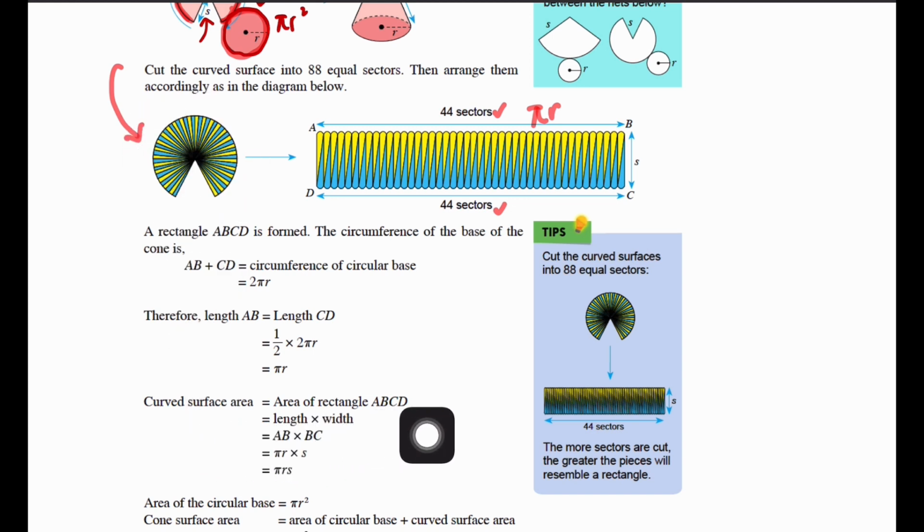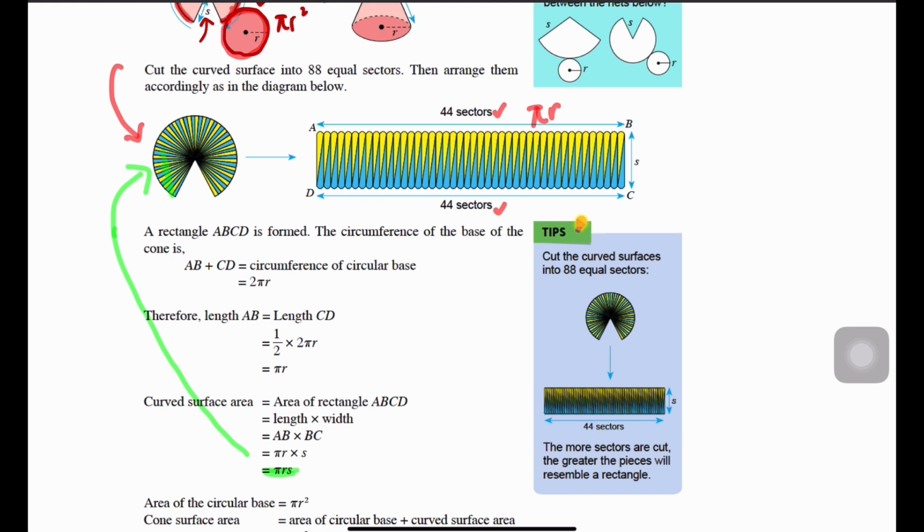rectangle ABCD, which is panjang darab lebar. Kita ada panjang AB, lebar BC. So AB is pi R, so pi R times BC is S, so pi R S. So this part is actually the area of kawasan ini, yang segitiga macam pizza yang tak lengkap ni tadi.